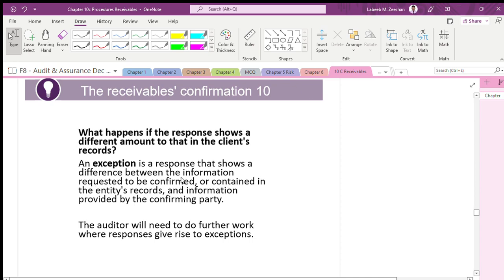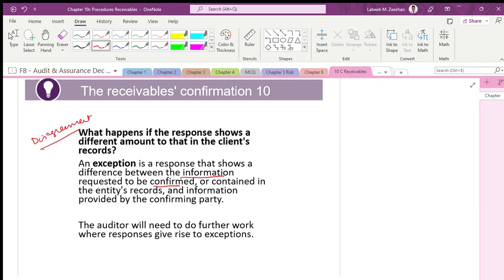What happens if the auditor disagrees? When there is a disagreement with the client, an exception is a response to show that there is a difference in the information requested to be confirmed, whatever this difference is, in the records and provided by the party. Definitely, if there is any difference, we have to record it as an exception. Is it one item, or is it happening with all the clients?